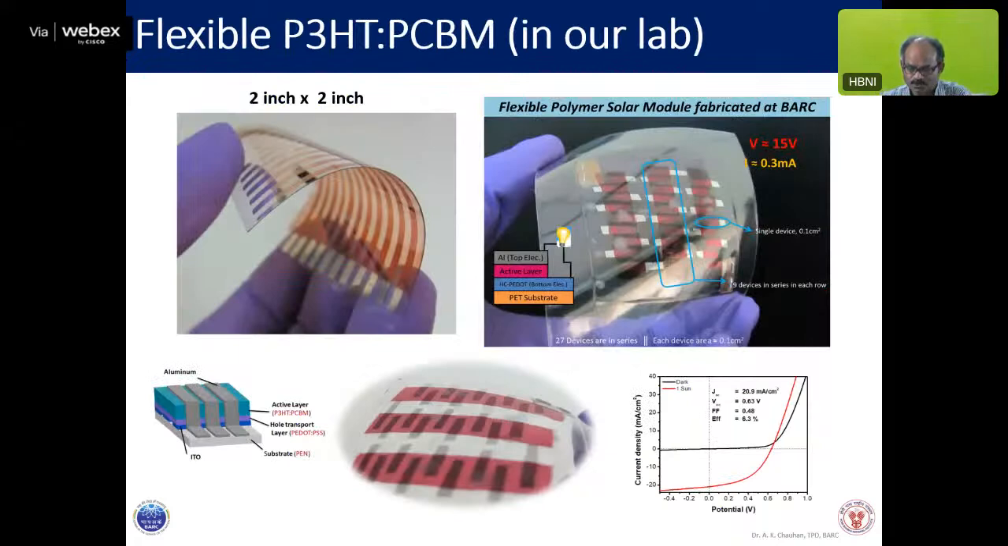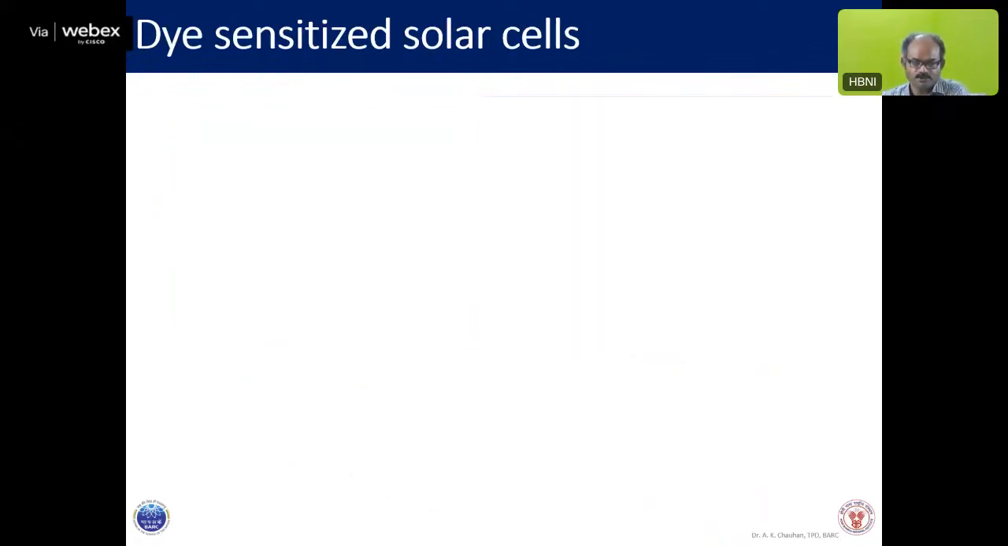These are some of the photographs. These are from our lab only. So this is a flexible solar cell, polymer solar cell. This is also a flexible polymer solar cell, which gives about 15 volt and 0.3 milliampere currents, and it was stable for about 8 months. And this is the typical.